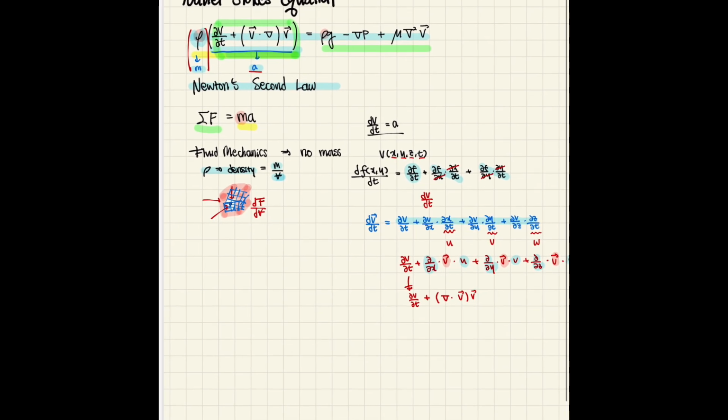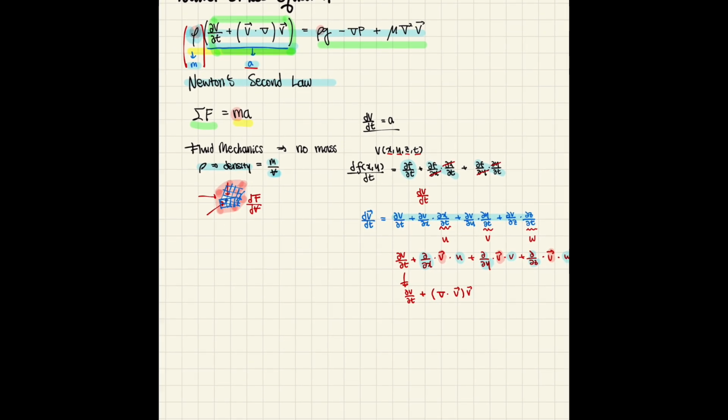So we first got the left side of the equation, which is just Newton's second law, ma, which is rho times partial v, partial t plus the gradient times the velocity vector, and those products multiply the velocity one more time, which refers to the acceleration.